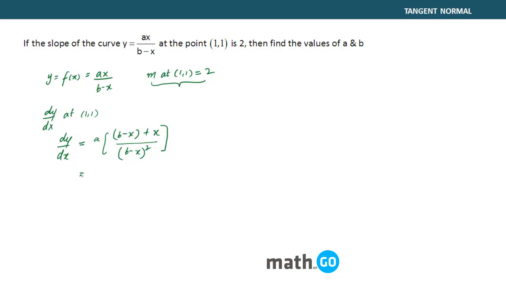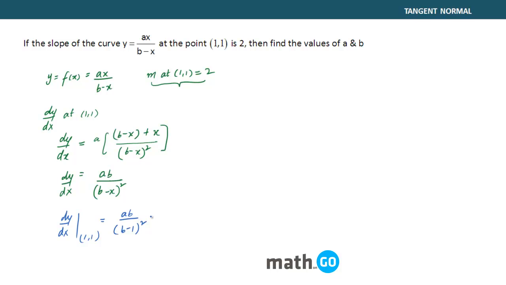And this will reduce to ab upon (b minus x) whole square. So this is the value of dy/dx that we will get very easily. Now our target was to find dy/dx at what point? We wanted to find dy/dx at (1, 1). So that means we will replace x by 1 over here. So this will become ab upon (b minus 1) square.